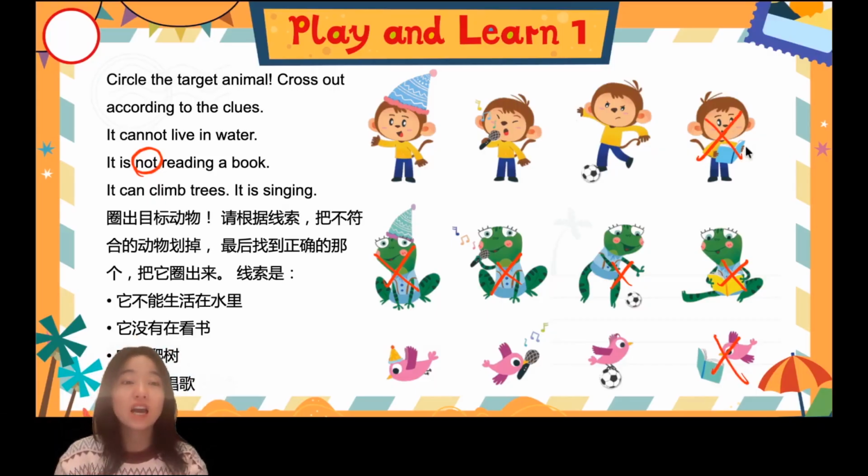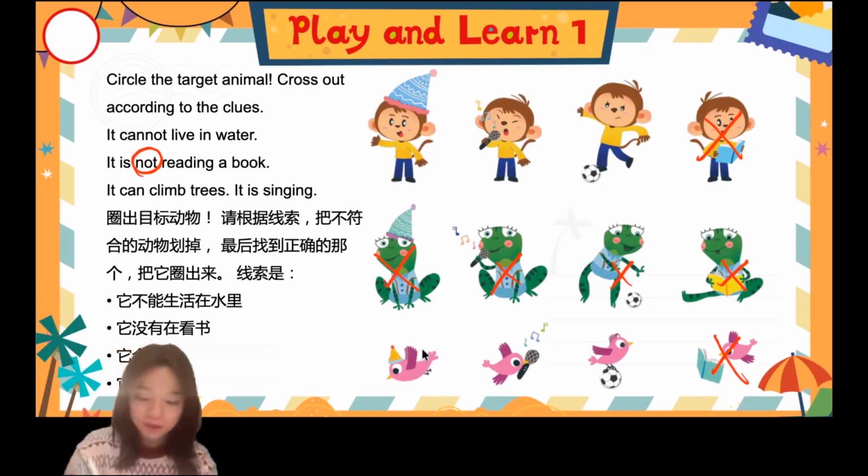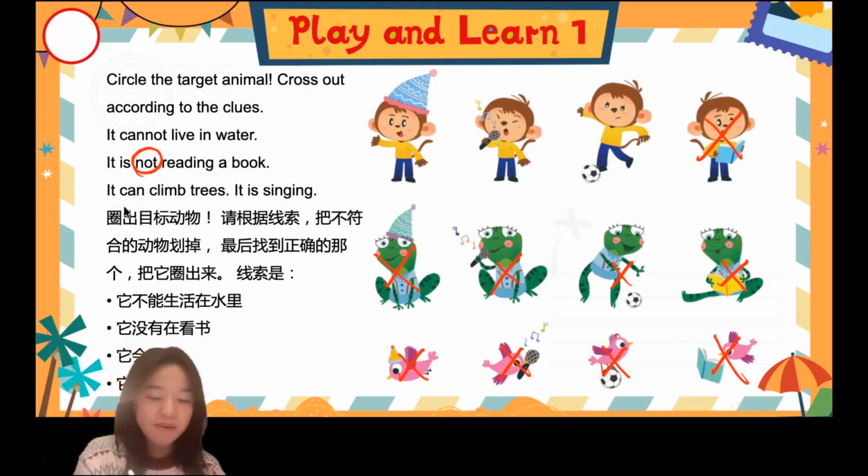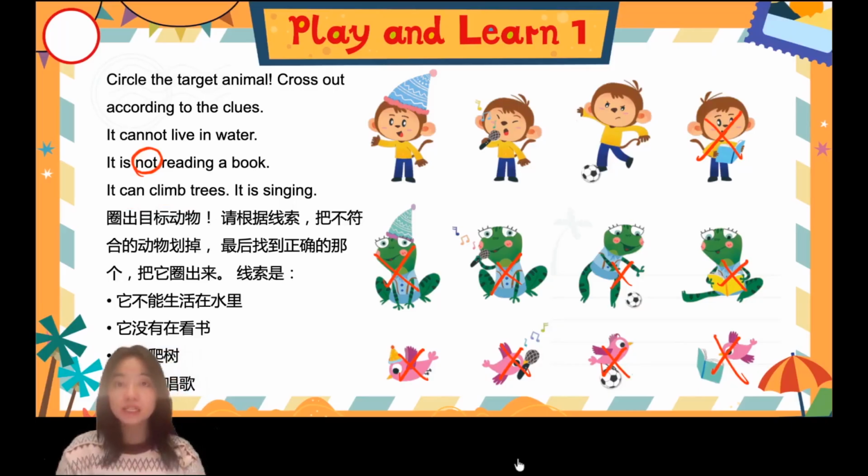The next clue: it can climb trees. Wow, climb trees. Monkey and bird. Bird can fly, they don't need to climb. So first we should know it is not a bird, because if it cannot climb a tree, it should be crossed out.